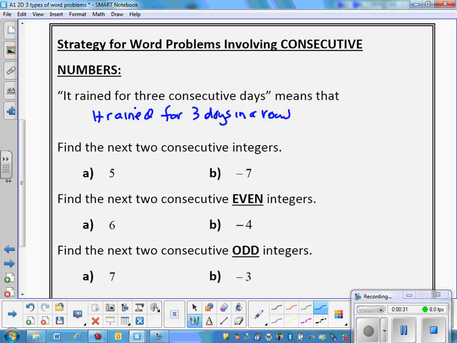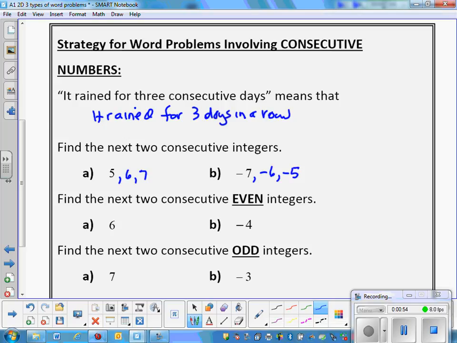So find the next 2 consecutive integers. So we want to look for numbers that come in a row. So if I have 5, the next one would be 6, followed by 7. If I had -7, the one just bigger than that is going to be -6, then -5. So those are 3 consecutive integers.